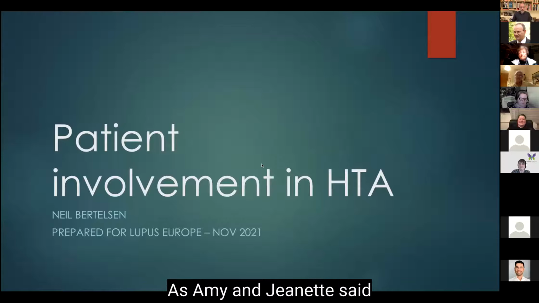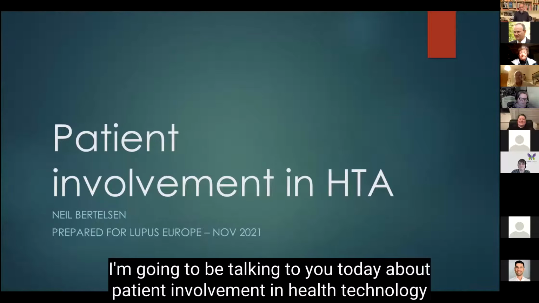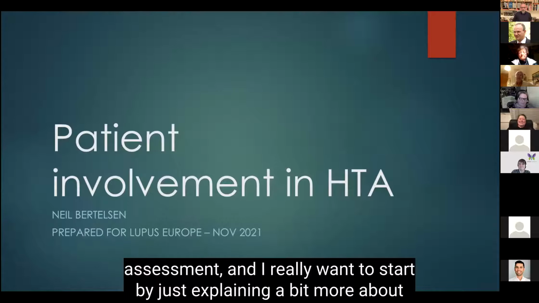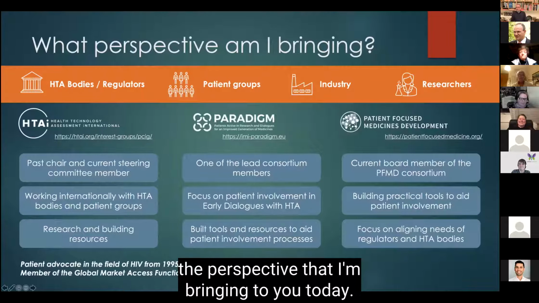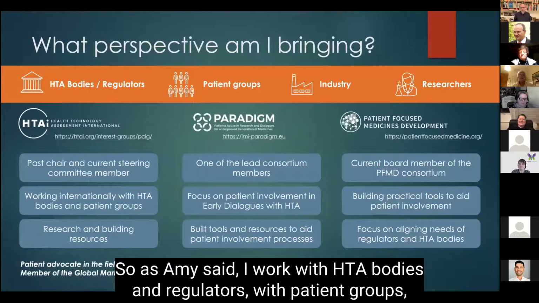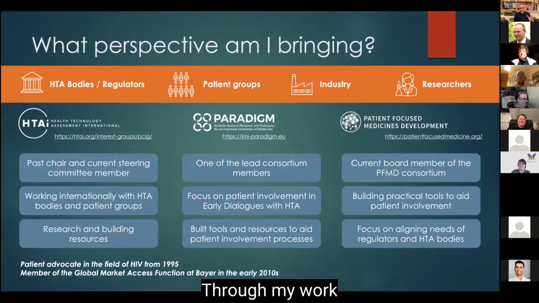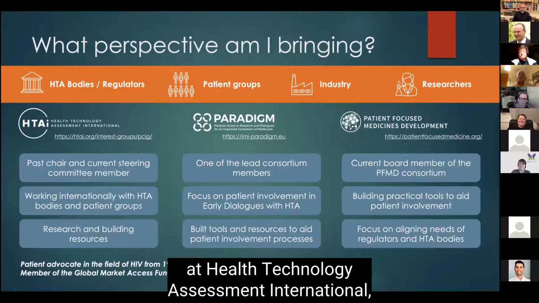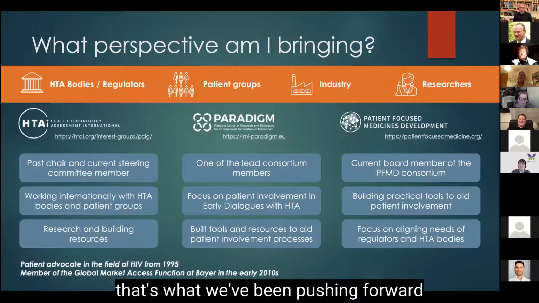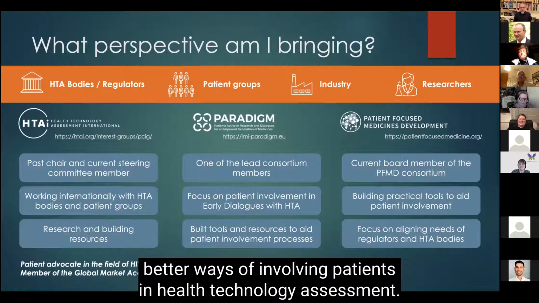So as Amy and Jeanette said, I'm going to be talking to you today about patient involvement in health technology assessment. And I really want to start by just explaining a bit more about the perspective that I'm bringing to you today. So as Amy said, I've worked with HTA bodies and regulators, with patient groups, with the industry, and with the research community. And through my work at Health Technology Assessment International, we've been pushing forward better ways of involving patients in health technology assessment.